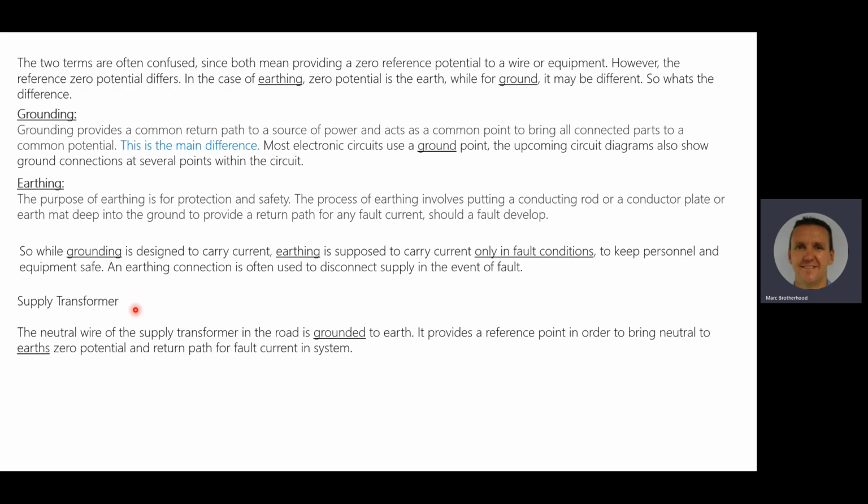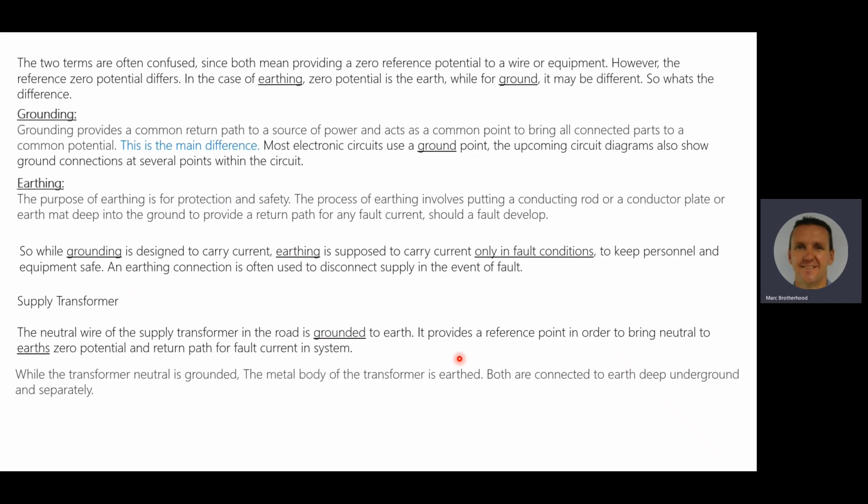If we look at a typical supply transformer in the road giving you your power, we'll see that the neutral wire of the supply transformer is grounded to earth in the ground. It provides a reference point in order to bring the neutral to earth to a zero potential and a return path for any fault current in the system.